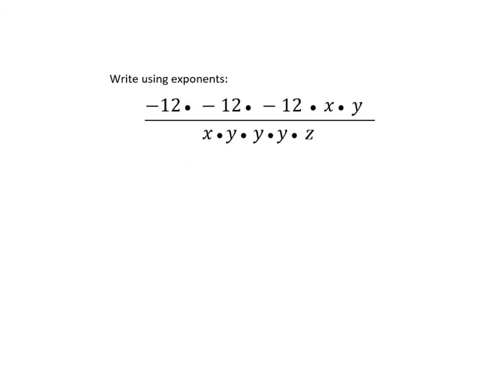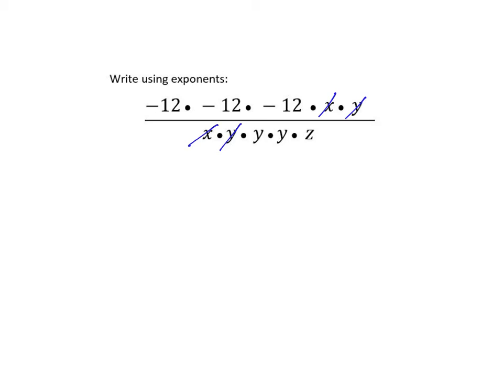All right, now we're going to write this using exponents. But before we do that, I want you to notice that there are values in the numerator and the denominator that are the same. So we can actually kind of divide. If you have x over x, that actually has a value of 1, so we can eliminate those. And we also have y over y, so we can eliminate those. So we're kind of simplifying as we go.